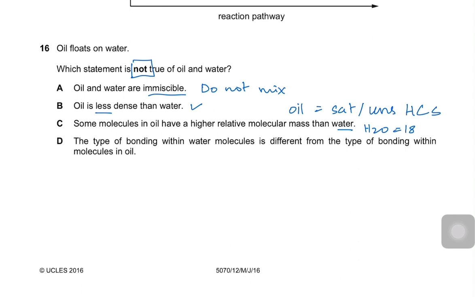The type of bonding within a water molecule is different from the type of bonding within molecules in oil. So oil and water are both covalent in nature. They may have different physical properties, but they are largely covalent. So D is not true. Why are they saying they have different? They don't have different, they have the same kind of bonding.